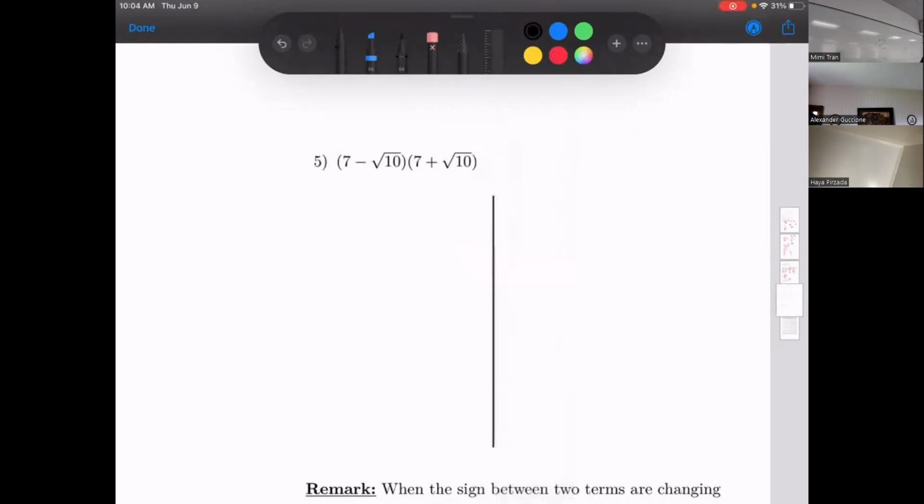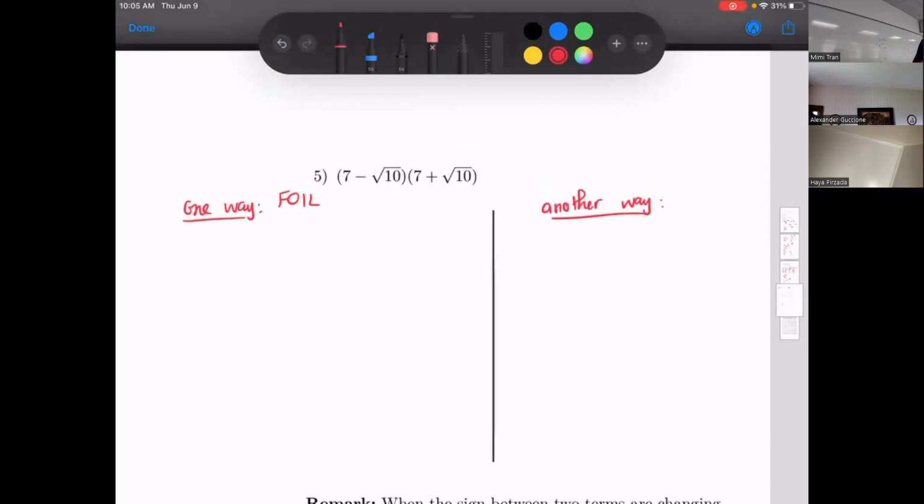Can someone tell me what is unique about this problem? I'll show you 2 ways. What do you see between the 2 binomials? Just tell me what you see. It's no trick question here. Yeah, they're the same, with the opposite sign, right? We're gonna call it conjugates, but I'll show you that later. So let's do the FOIL method first.